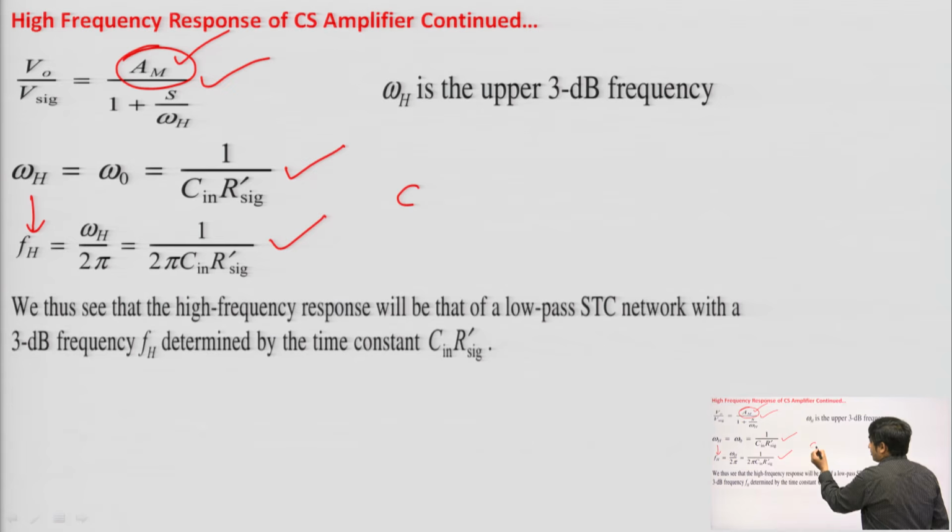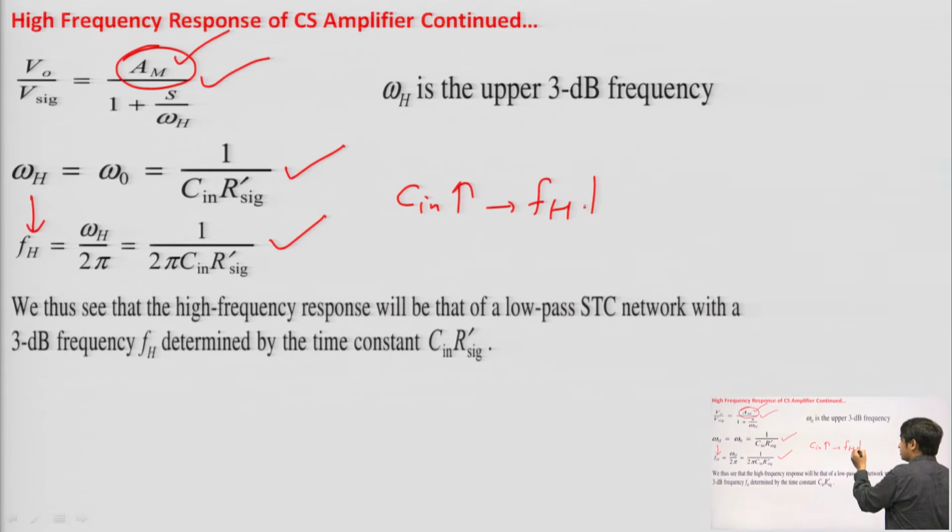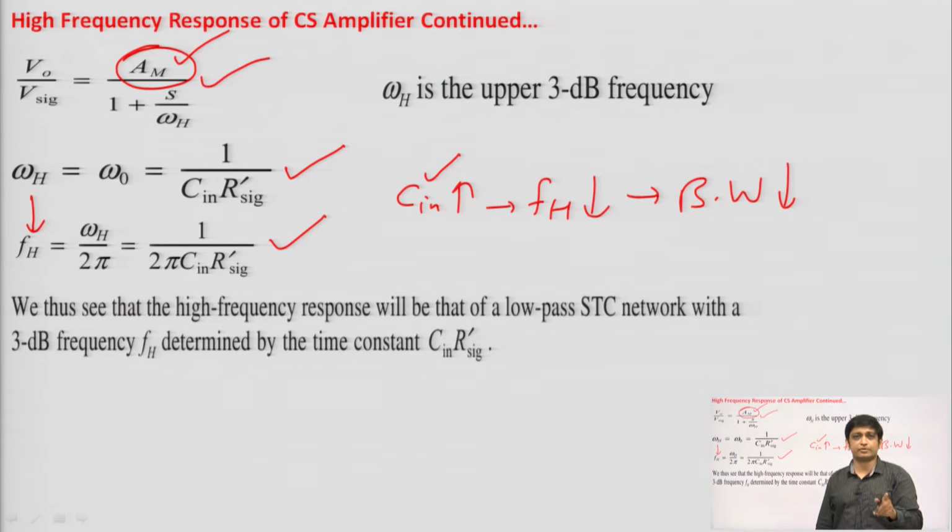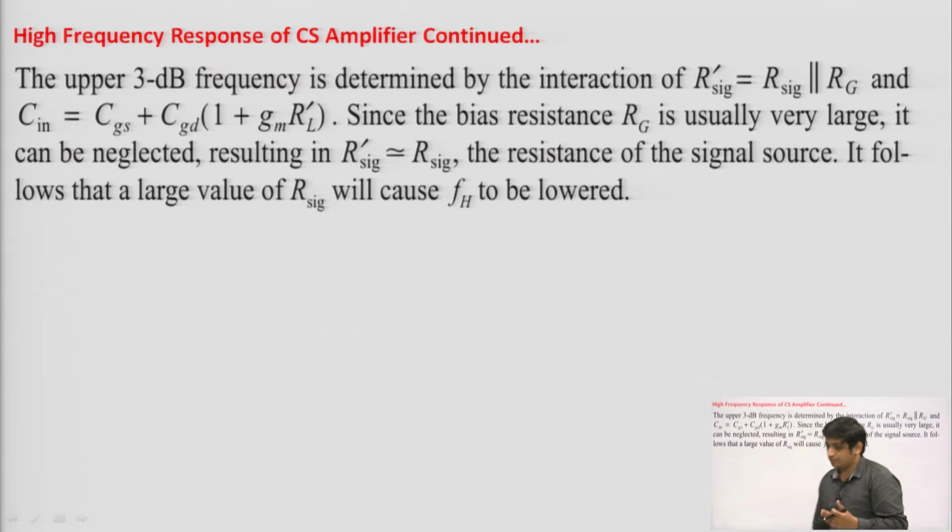In the common source amplifier, your Cin is increased, and because of that your Fh is reduced. This Cin is increased because of the Miller effect. Due to that Fh is reduced, and due to that the bandwidth of the common source amplifier is reduced. That is the drawback of the common source amplifier, the bandwidth is reduced because of the Miller effect. So, this point I have already discussed.